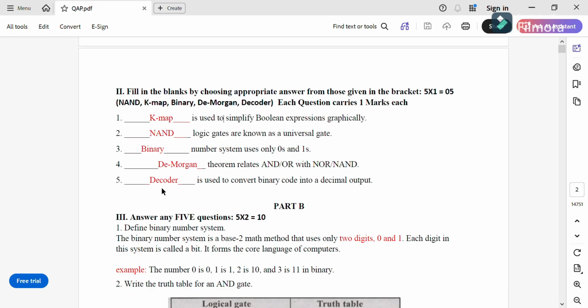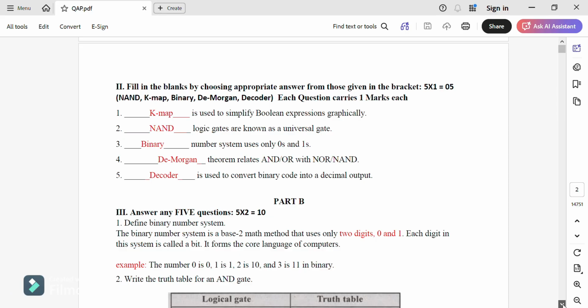Next question, decoder is used to convert binary code into decimal output. See, in this second part they have already given the answers here, so don't lose these 5 marks. Use the appropriate answer to fill in the blank. Next we'll move to part B of this section.